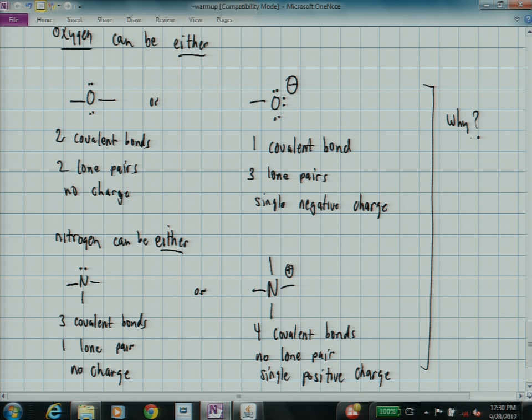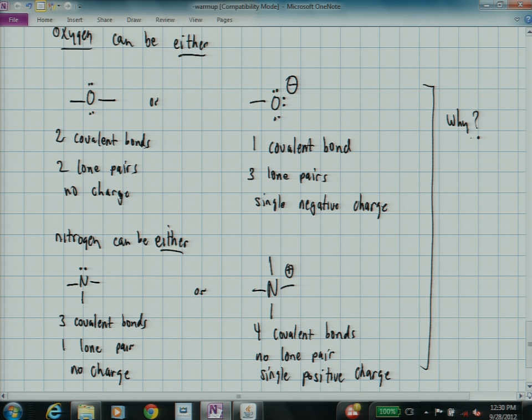Carbon and hydrogen, simple. Hydrogen makes one covalent bond, period. Nothing else. We never mess around with any other situations. Carbon, four covalent bonds, period. End of story. Oxygen and nitrogen have two possibilities. They make the one that makes sense, which is the one on the left. Oxygen, two covalent bonds, two lone pairs. Nitrogen, three covalent bonds, one lone pair. Right? No charge. There are these exceptions. Why do we bother? Because these turn out to be wicked important in biology. We see them all the time. Right? So that's why we bother with them.